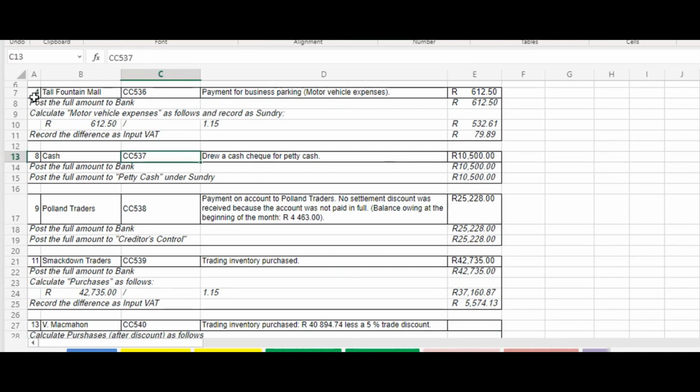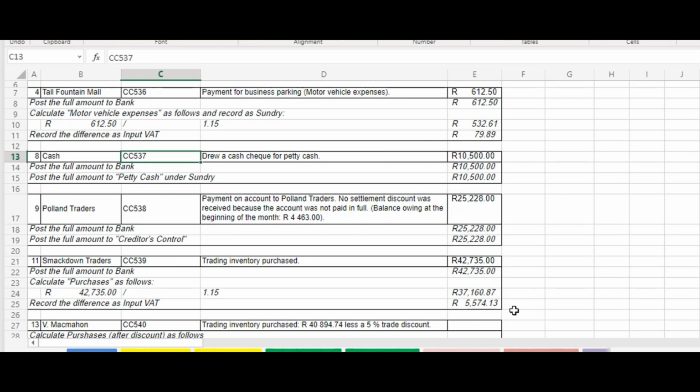The first one we have here is on the 4th. We have Tall Fountain Mall, where we paid for business parking. Business parking, they say, is not an account in our books. The account in our books that we're going to post it to is motor vehicle expenses, and the full amount was given. Business parking is a service that we are paying for, so normal VAT will apply.